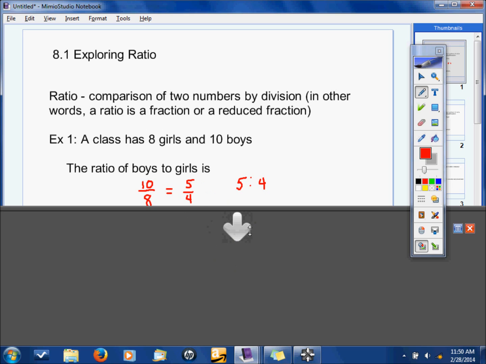Isn't there another way to write it? 5 to 4, with the word to. Yeah. We'll just leave it like this for now.